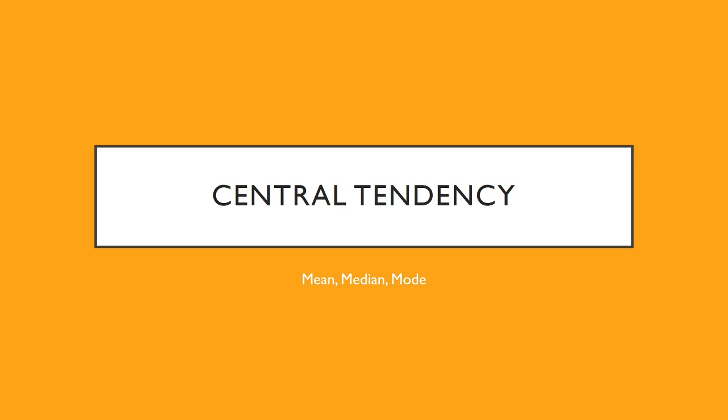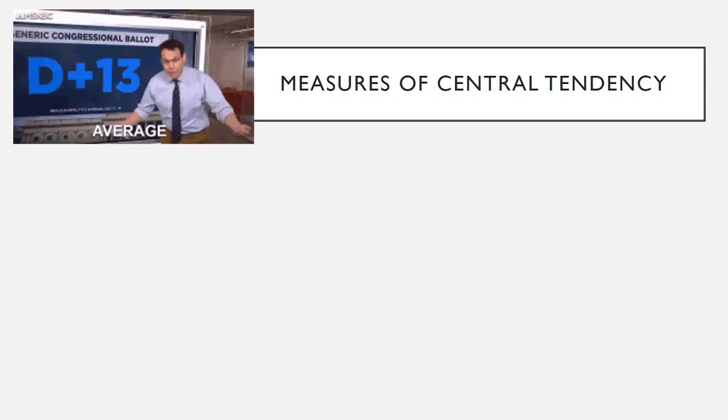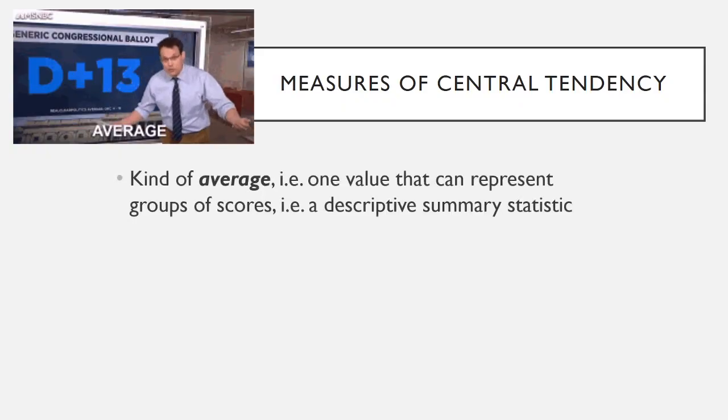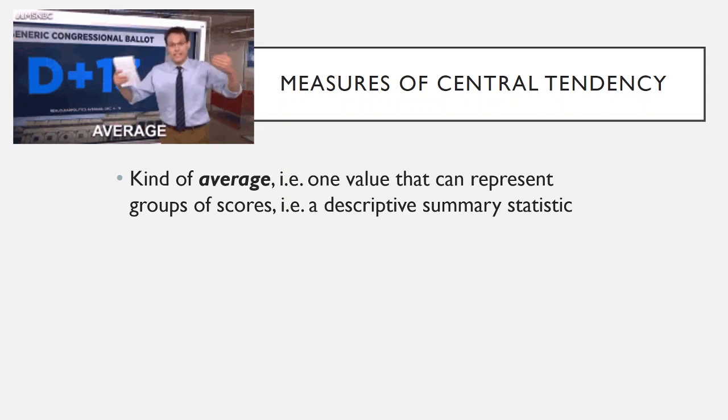On to your central tendency descriptive statistics. This is your basic mean, median, and mode. We're going to break down what the three central tendency statistics communicate and when you might want to use one or the other. So any measure of central tendency can also be termed an average.